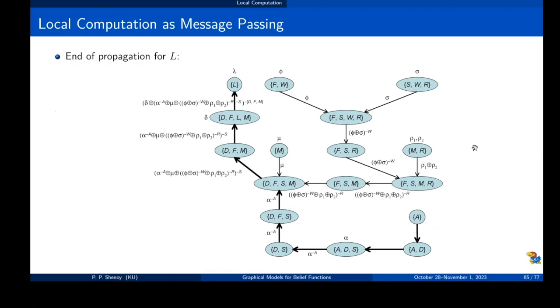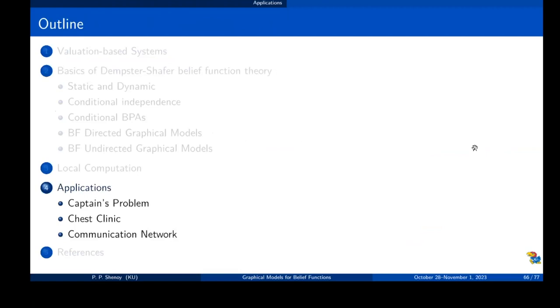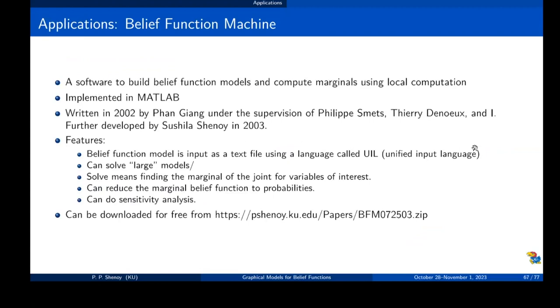Okay, the theory behind this, why it works, is the local computation axiom. So this is the last part, application. As I said, we talked about the belief function machine. This is implemented in MATLAB, but it's in the process of being ported to R. Apparently, it's all been done except for this; Vaclav Pashek is doing it in the Czech Republic.